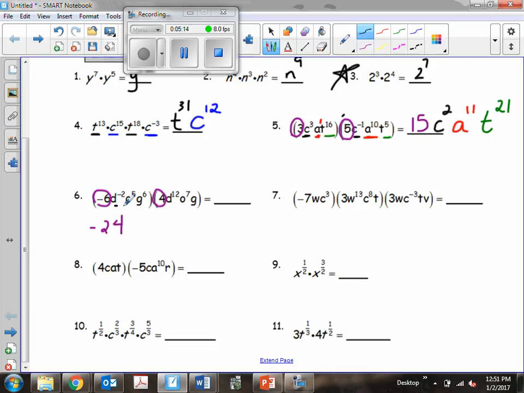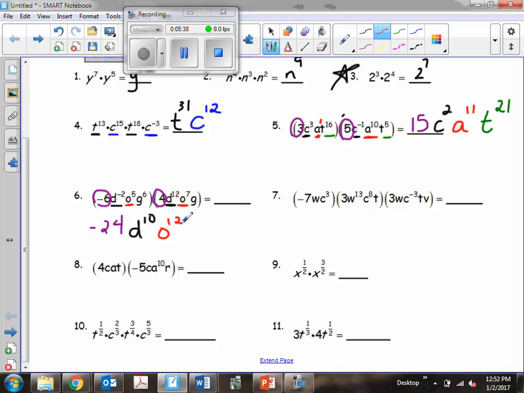If I look at my base of D, it has a negative 2 and a 12. So that D is now going to have a new exponent of 10, because negative 2 and 12 is 10. Then I have my O. My O has a 5 and a 7. So my O is going to have a new exponent of 12.